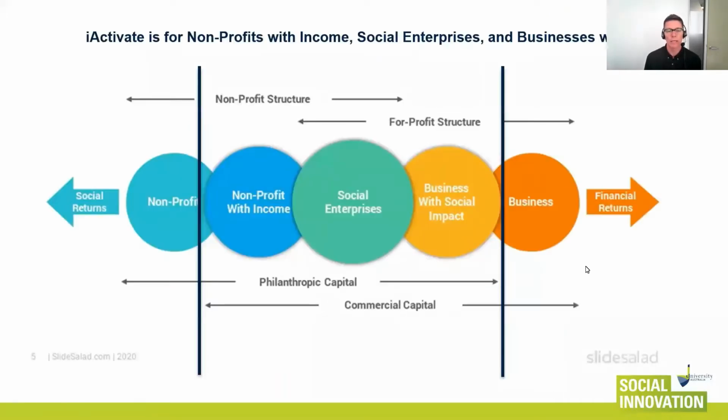Some people might be thinking, am I right for iActivate? What is a social enterprise and where does it sit? This diagram shows the spectrum that businesses sit across, from non-profits on the left-hand side of the screen all the way up to for-profit businesses on the right-hand side. People who take iActivate generally sit within those three middle circles. They're either traditional social enterprises, non-profits with income streams, or businesses with a social impact. Sometimes they are small businesses interested in working out how they can create some impact with their business models.